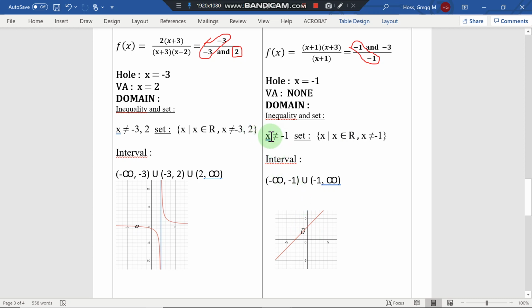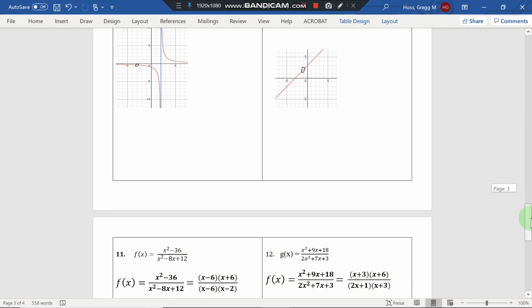Here are our inequality and set notations for domain. Here is the interval notation for domain. All right, a couple more.